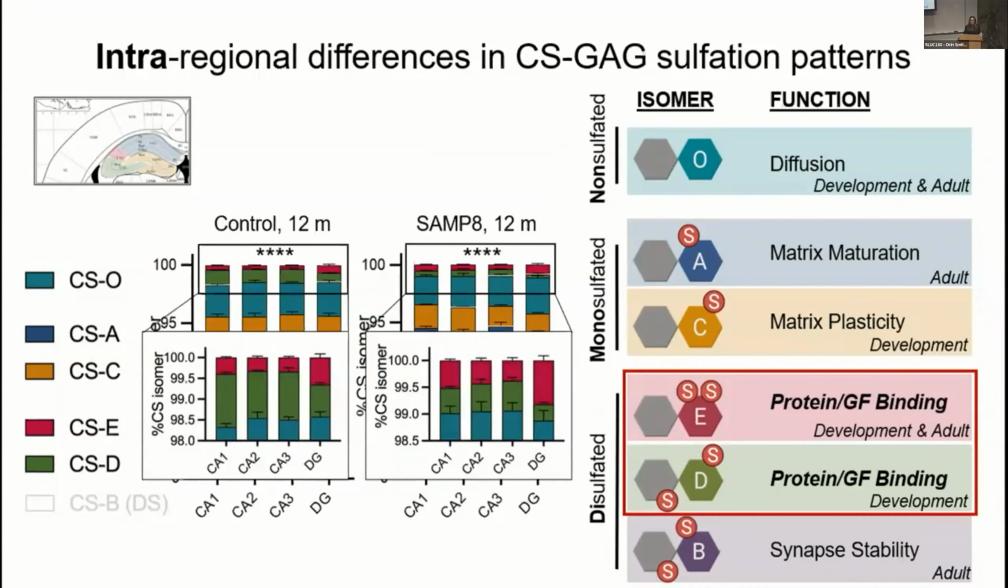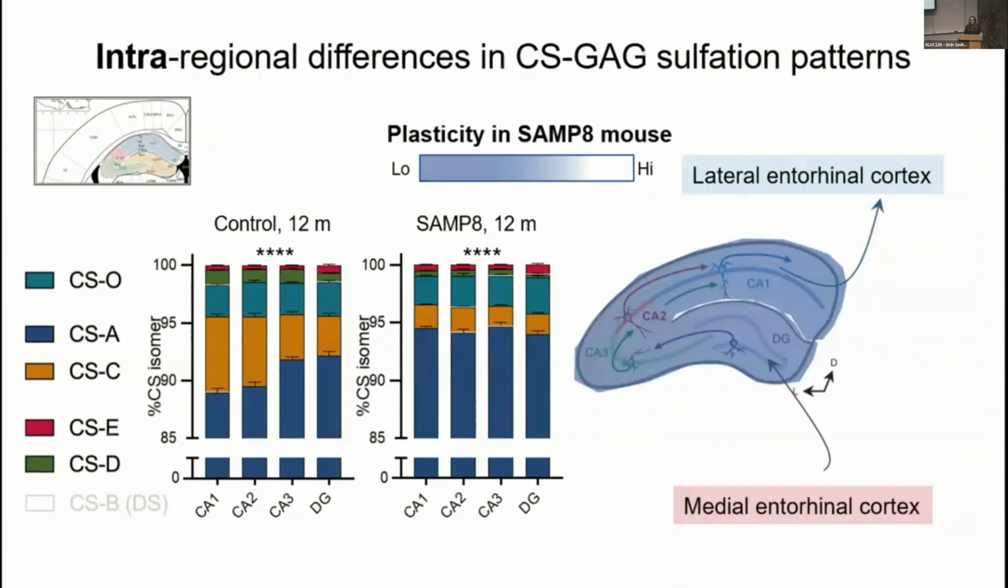However, we do see that the disulfated units keep the general pattern of plasticity. So similar to the wild type mouse, we found that the highest amount of PNN stabilizing E unit is indeed in the dentate gyrus, and that there is a higher amount of the neurite extension and regeneration isomer D unit in the CA1 as in the wild type. So putting together, it really is the 4S and 6S ratio, gold and blue bars, that are changing in the SAMP8 model and not the disulfated units.